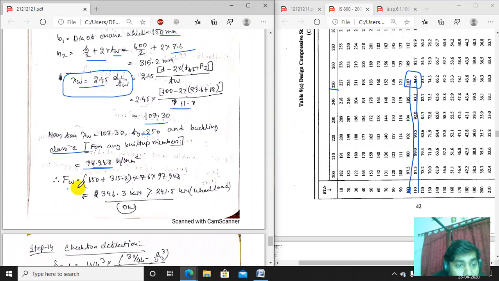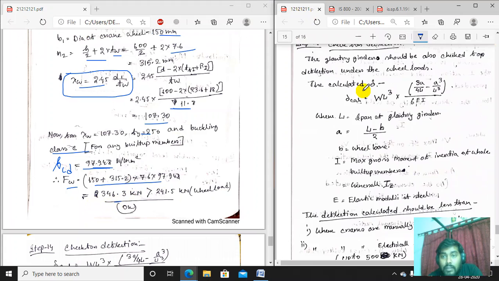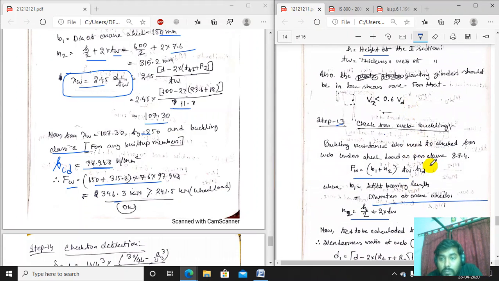So the value of the Fw we are getting. So the value of fcd we are getting that. So Fw, we are putting all the values, we are getting 346.3. Now, as in our previous lecture, please make it clear in these notes that the value of Fw should be more than the maximum wheel load on each wheel, because the buckling will occur due to the maximum wheel load on each wheel.